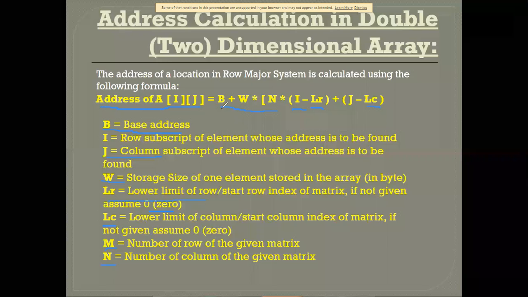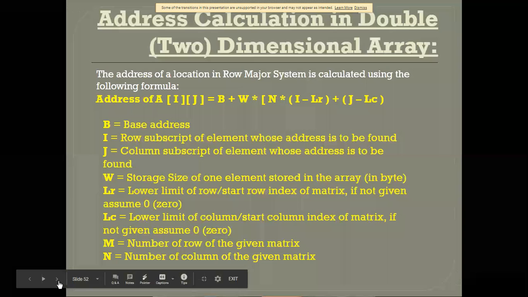Again, I am revising: B plus W into (N times (I minus LR) plus (J minus LC)). N means the number of columns of the given matrix, I is the row subscript of the element whose address is to be found, LR is the lower limit of row, J is the column subscript of the element whose address is to be found, and LC is the lower limit of column. This standard formula is given. We have to put the values into that formula and calculate it. It's a standard formula, there is no logic. We just put the values in and calculate.